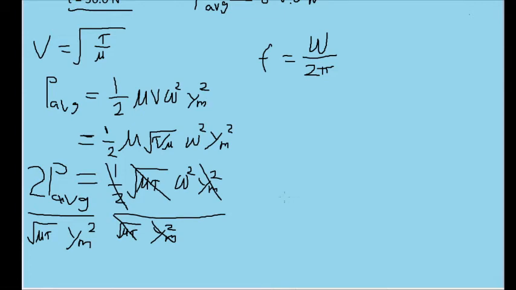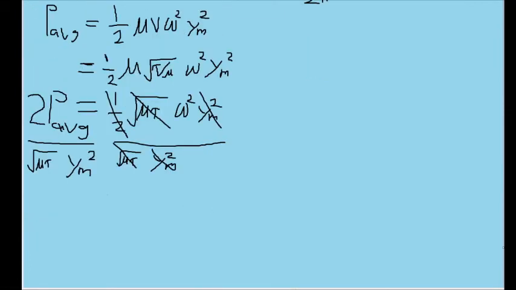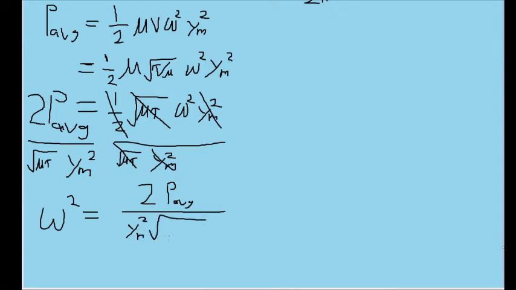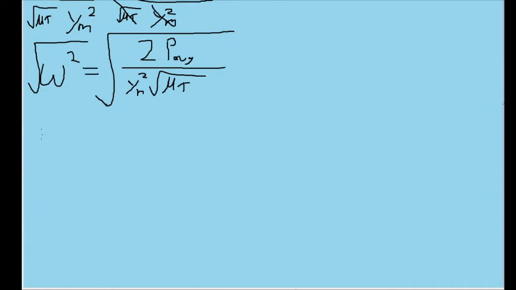So then we end up with a formula that is just the angular frequency squared is equal to 2 times the average power divided by the square of the amplitude times the square root of the linear string density times the tension. And let's take the square root of both sides so that we can get rid of that square in the angular frequency there.